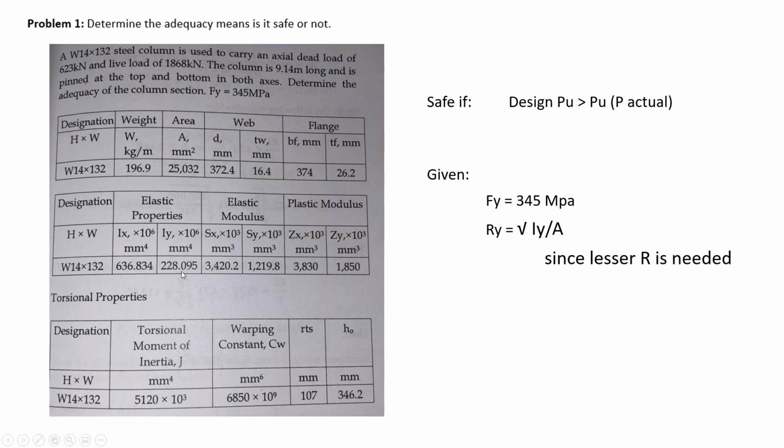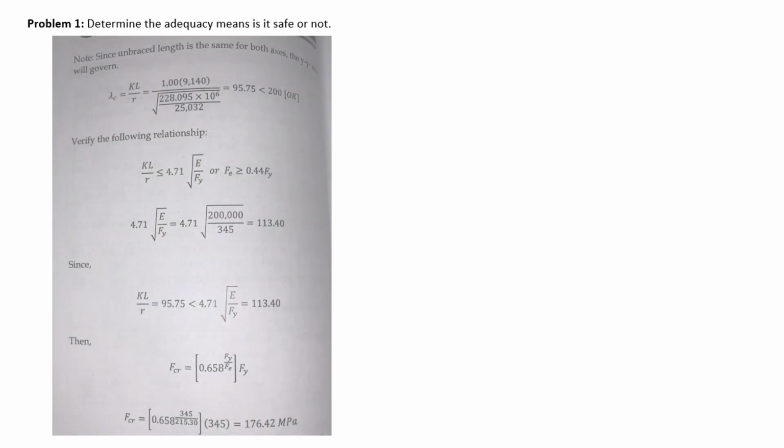So, square root of Iy, 228.095 times 10 to the 6, divided by the area, 25,032. That is the idea. Okay, so let's go to the solution.